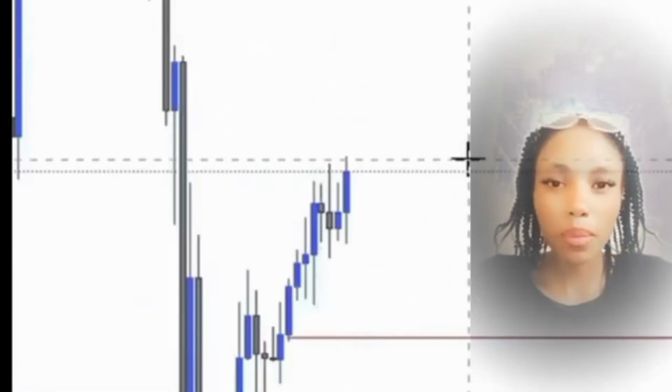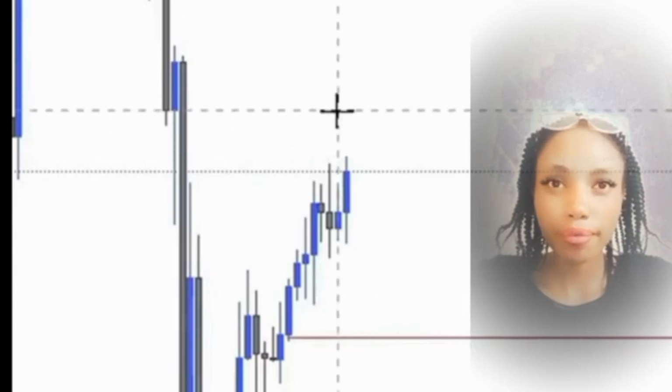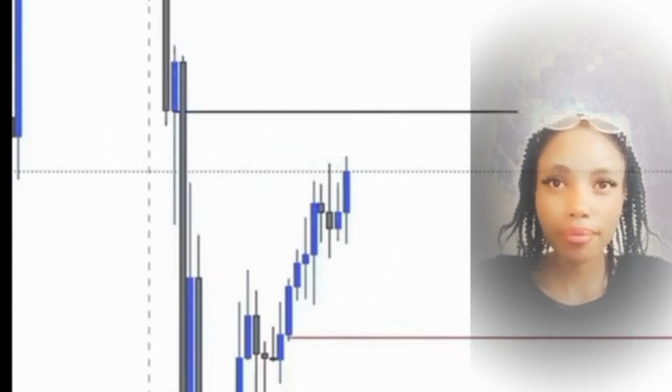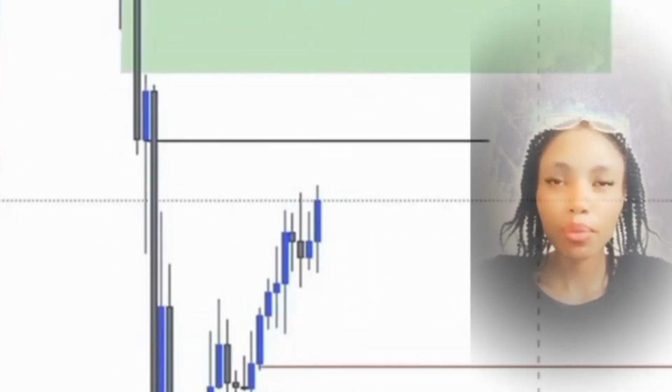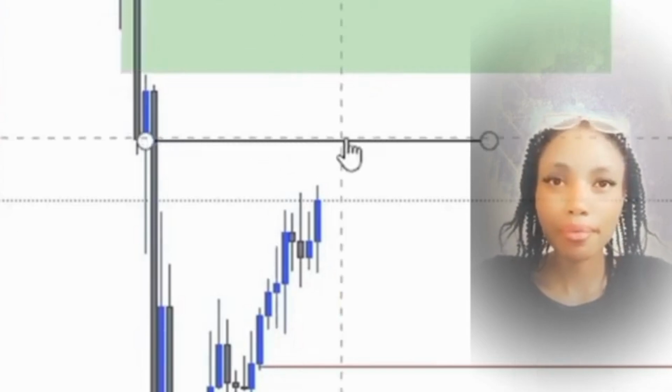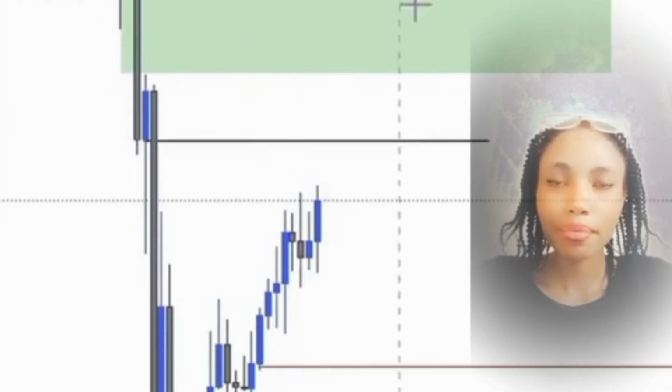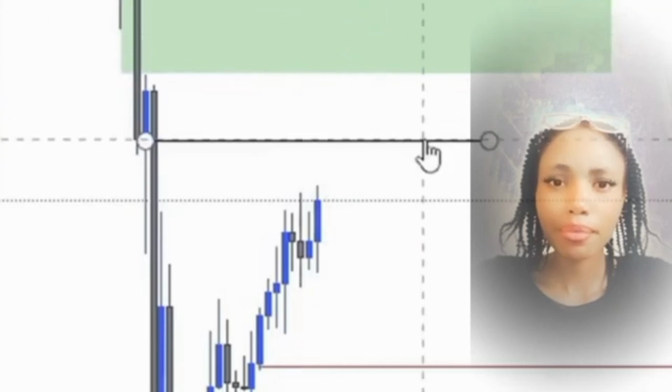So I've gone to a higher time frame and I'm looking for areas of interest. You've got this order block right here. You've also got this area of imbalance. Time and price is everything, and I trade the New York session. So I want price to be in and around either this order block or this area of imbalance during the time I want to trade.